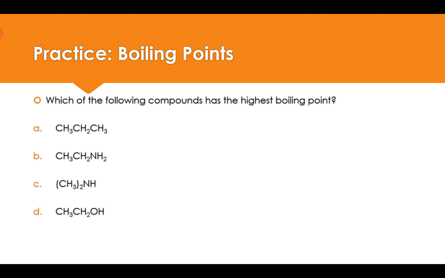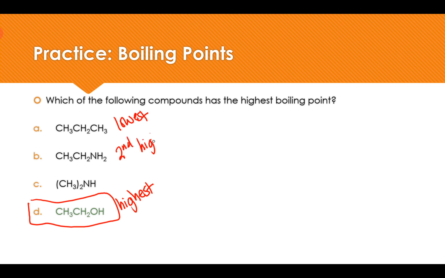So which of the following compounds has the highest boiling point? Go ahead and think about this and double check your answer. So our alcohol is going to be the highest out of all of these. Our alkane is going to be the lowest because that one's just dispersion forces only. This is going to be second highest. This is going to be third highest.